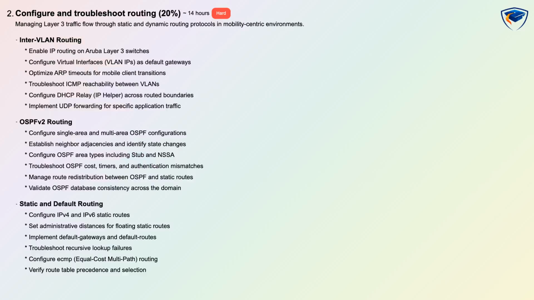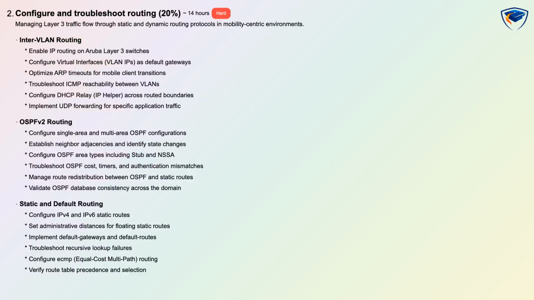The second domain is Configure and Troubleshoot Routing, weighted at 20%, marked hard. With an estimated 14 hours of study and scenario-based assessment, you will enable IP routing on Aruba Layer 3 switches, configure virtual interfaces as default gateways, and optimize ARP timeouts to help mobile client transitions between VLANs.